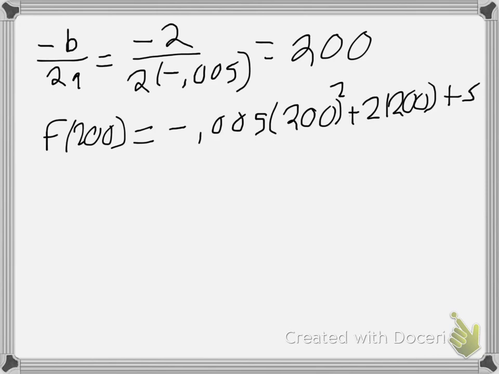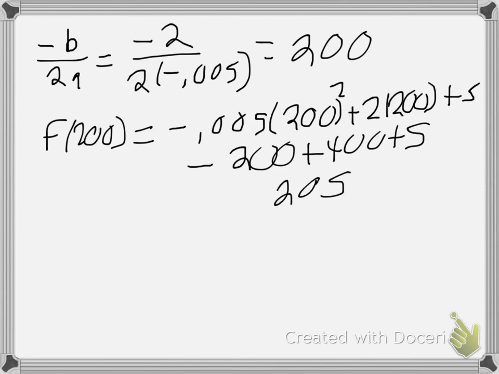200 squared is 40,000 times 0.005 gives me, and that's a negative there, so that's negative 200. Okay, plus 400 plus 5. So that gives me a positive 205 feet. So the height, y, is 205 feet. The distance, x, is 200 feet from its release.